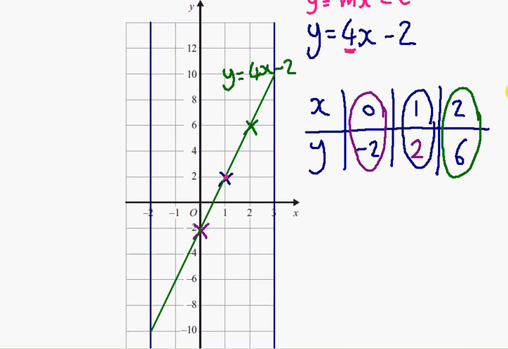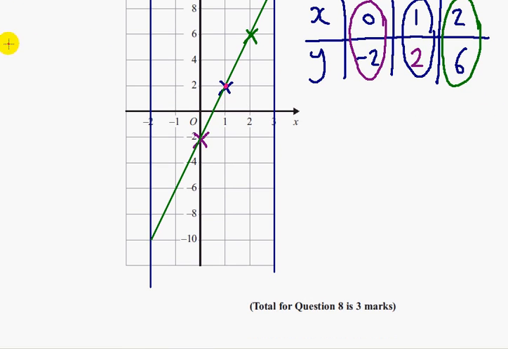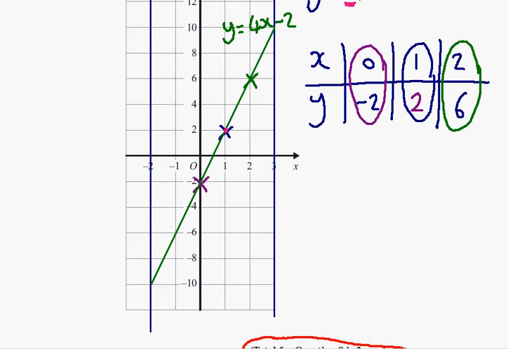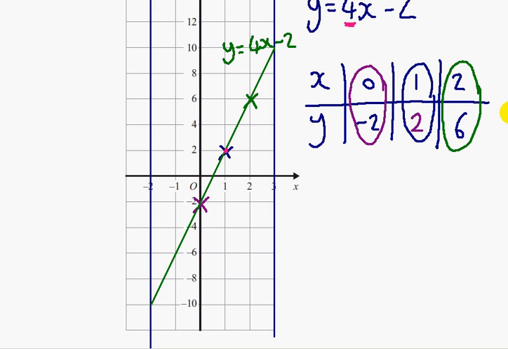Okay. And that's it for question 8. So question 8 is worth 3 marks in total. Let's have a quick look at how you get those marks. The first mark is a method mark for at least 2 correct attempts to find points by substituting x into the equation. So providing you've done at least 2, you get the first method mark. We did 3. You could have done all of them if you wanted to.